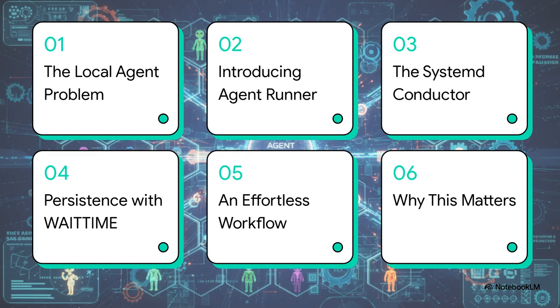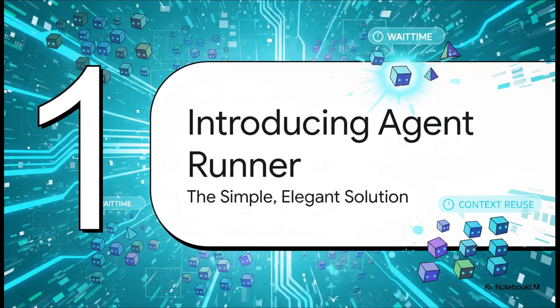So here's what we're going to cover. First, we'll talk about this local agent problem. Then we'll introduce this tool called Agent Runner. We'll get into how it uses something called the systemd conductor, and this really clever feature, wait time. Then we'll see the super simple workflow it creates, and wrap up with why any of this actually matters. Okay, let's get right to it.